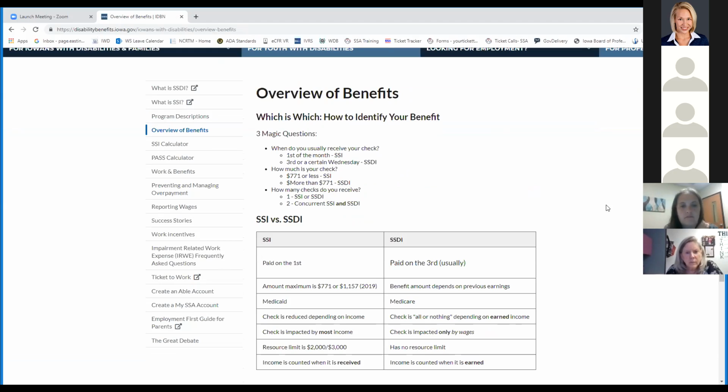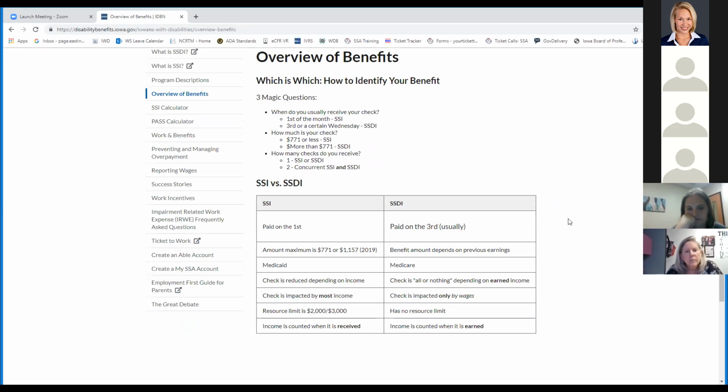You can usually say, when do you receive your check? How much is your check? How many checks do you get? Trying to figure out if they get SSI or SSDI or if they're a concurrent beneficiary. And then it just gives a little overview of some of the differences in the two benefits.